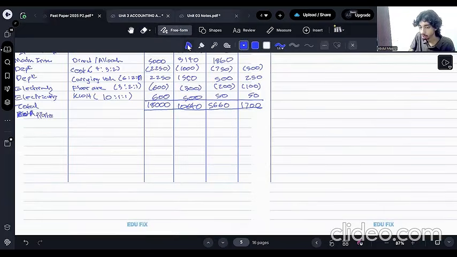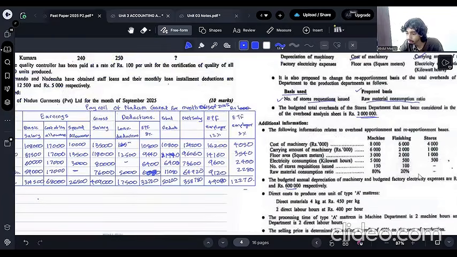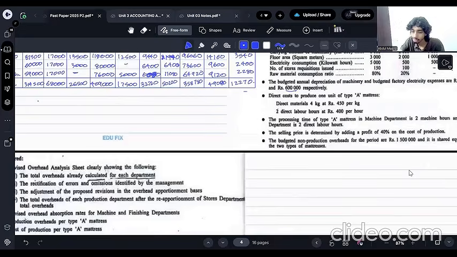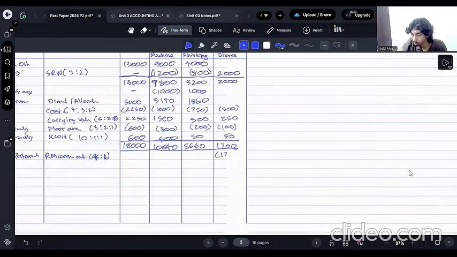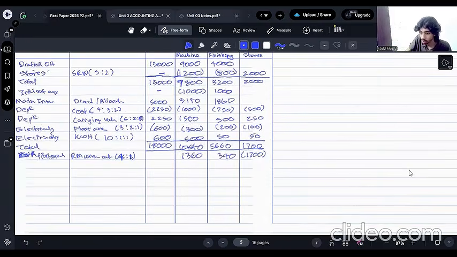Reapportionment based on the raw material consumption ratio 8 is to 2. So 4 is to 1. Here the consumption ratio is 80% and 20%, so that is 4 is to 1. Then you divide this 1,700, removing it from here, based on 4 is to 1. That's going to be 1,360 and 340. Then you can get your final total.